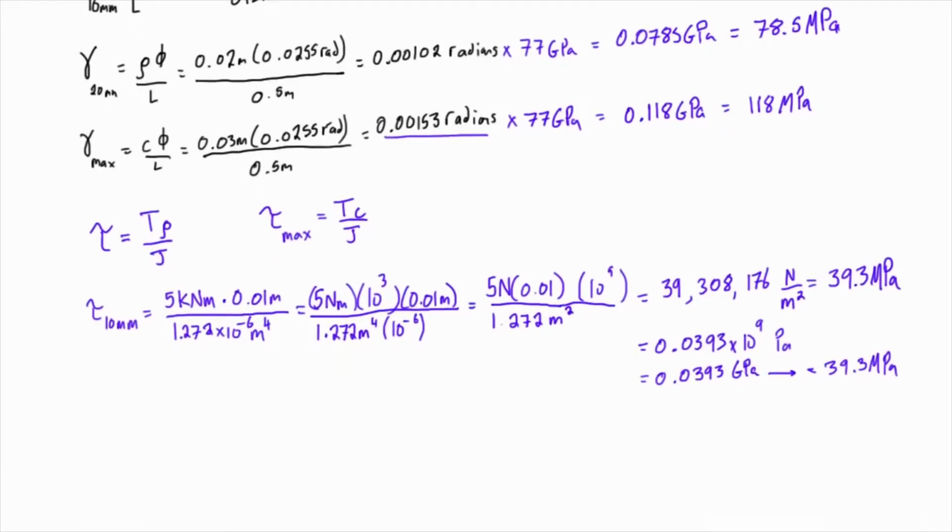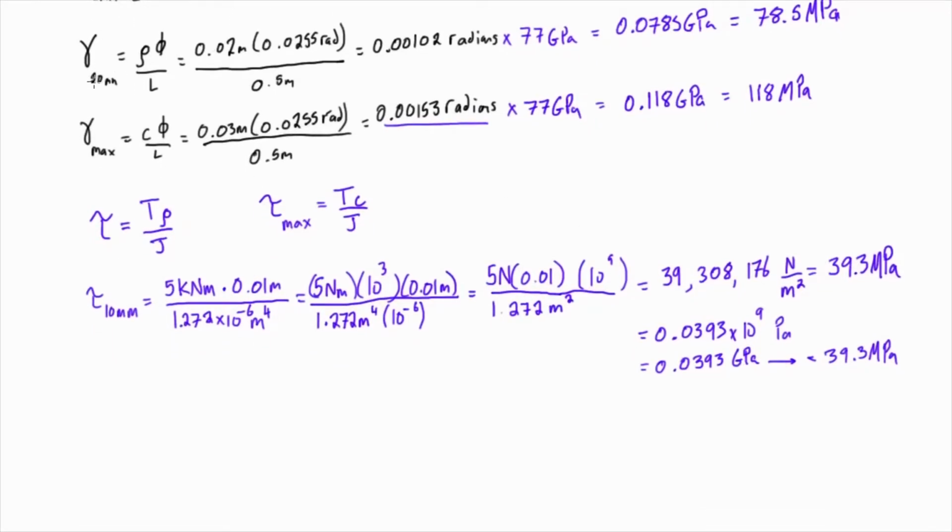Let's go and do the shearing stress now for the radial distance out where rho is equal to 20 millimeters. So we'll do the shearing stress for rho when rho is equal to 20 millimeters. And we'll use the exact same formula. So we have T times rho over J. And that's going to give us 5 kilonewton meters times 0.02 meters divided by J here, and again that's 1.272 times 10 to the negative 6 meters to the 4.